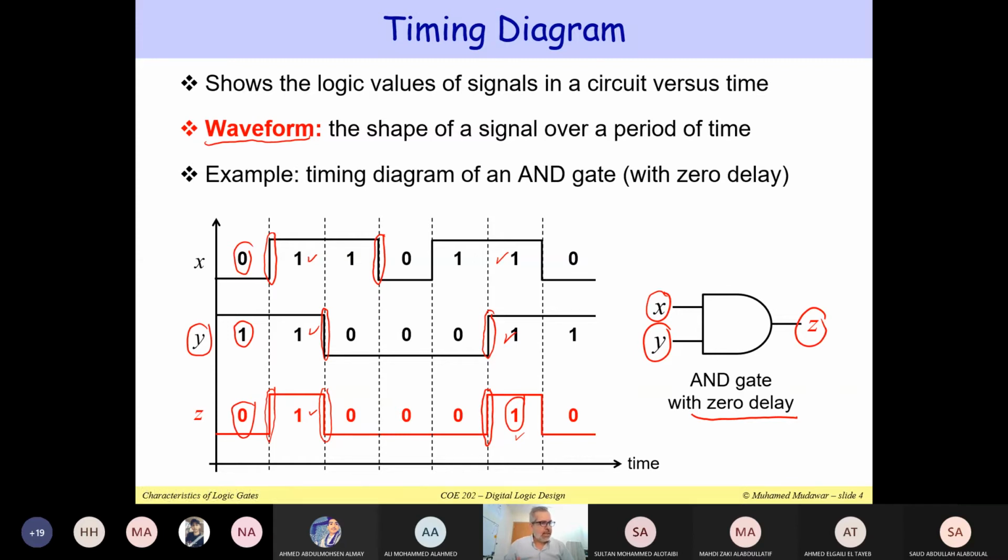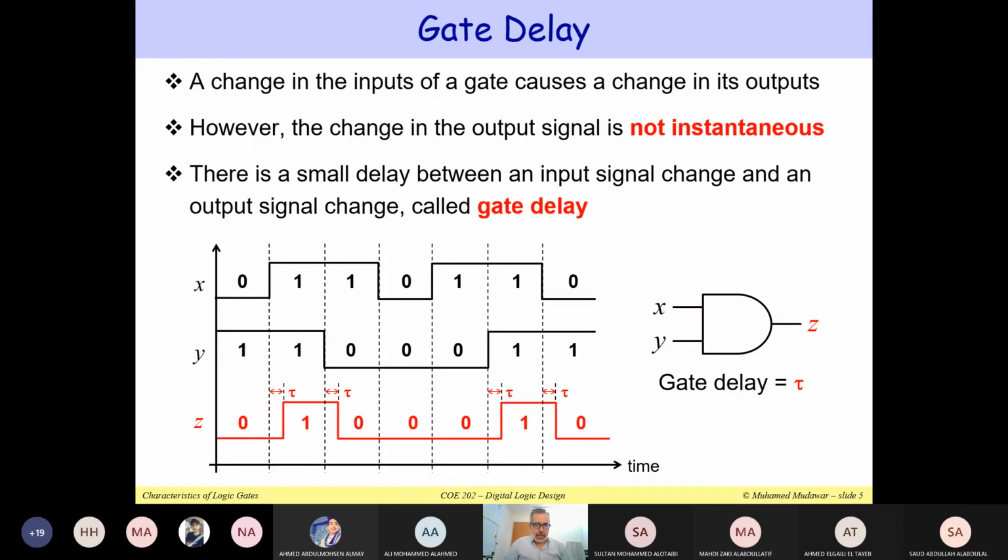Gates, they do have delays, even though their delays are very small, but we cannot ignore these gate delays. In this example, I'm assuming that the delay is 0. But if the delay is not equal to 0, I have to show it in the timing diagram. Okay, so let us take a look here at this example. Now, the gate delay here is given by this parameter, which is tau. For example, we can measure the gate delay in, let us say, nanoseconds or picoseconds, depending, of course, on the technology and how fast are these gates.